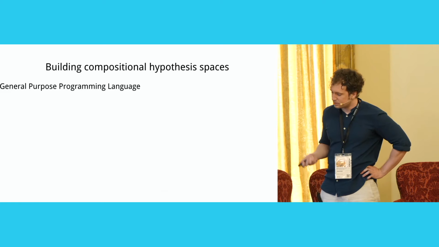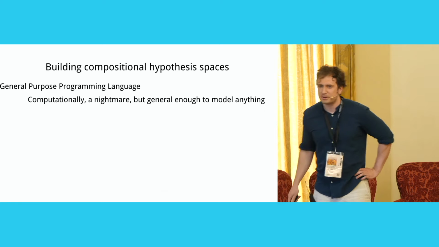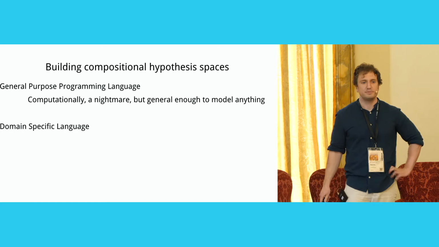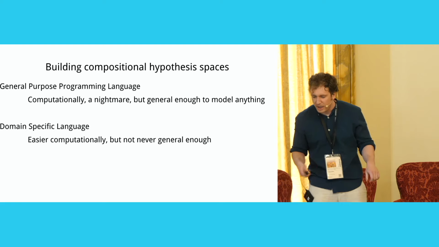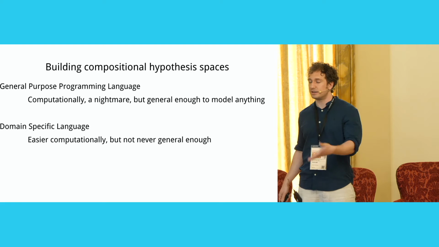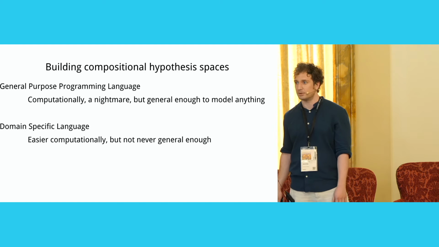So here's the way to think of this space. We have things like Python, which are universal, but it's really hard to do inference. Then we have these domain-specific languages, which are customized to numbers or something like that. And it's a lot easier to come up with algorithms that deal with them, but you're always going to miss concepts that people will find natural and which they will expect that your system can learn.